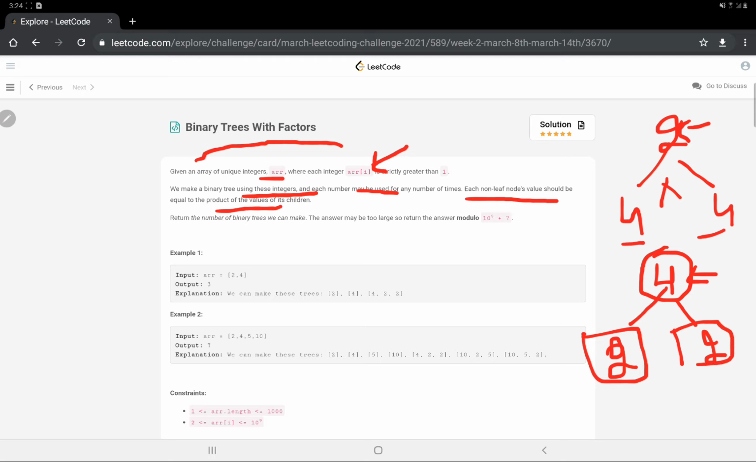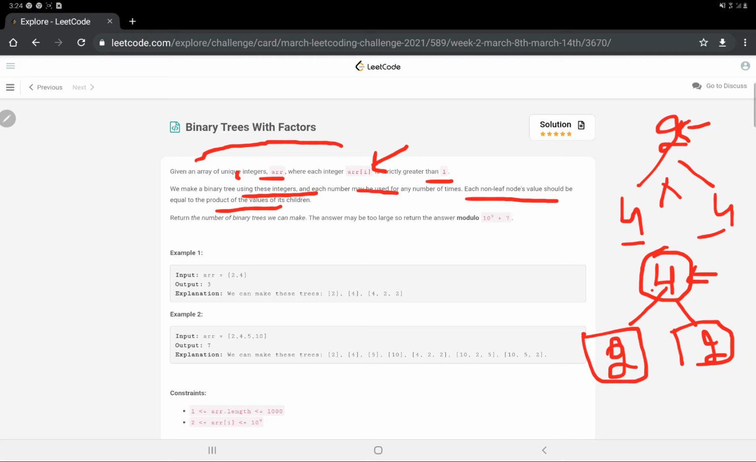And these numbers are given to us in the form of an array, and each number is strictly greater than 1. Why are we given strictly greater than 1? Because 1 is a factor of every number. So if we include 1 in the array, we can have an endless number of possibilities, and that will hamper our answer. So all the numbers are strictly greater than 1. That's why this condition is given. And we are given unique integers, not duplicate values, that's for sure.